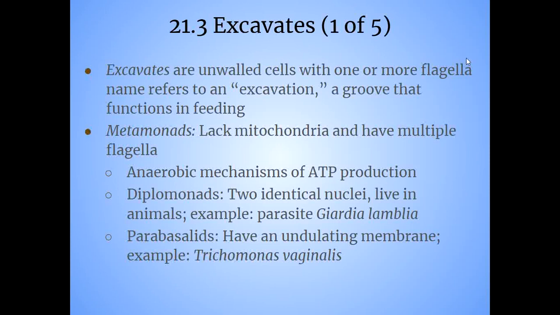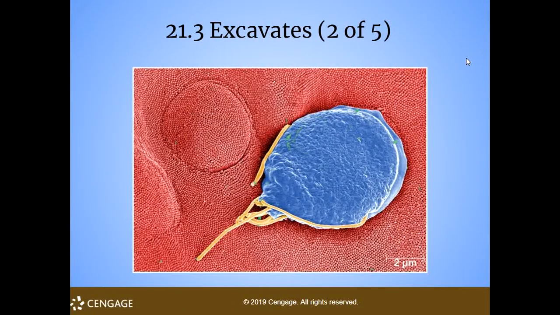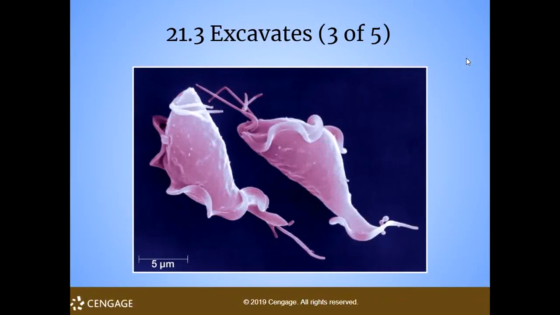So let me show you a picture. So this is the excavate. This is a diplomonad. This is the one that caused giardiasis in animals. And then this is your parabasalid. You see, I told you it kind of looks like a weird little fish. You can see the multiple flagella, and then this undulating membrane that's kind of like a fin almost. And this is the one that causes trichomoniasis for humans. So those are our metamonads.